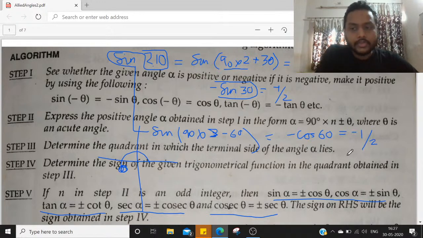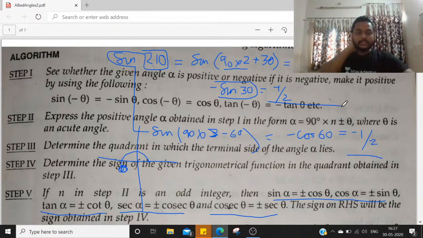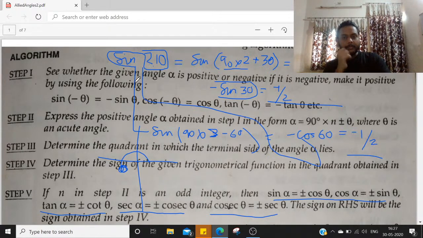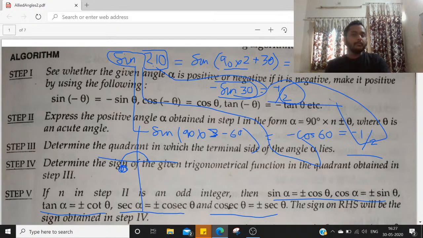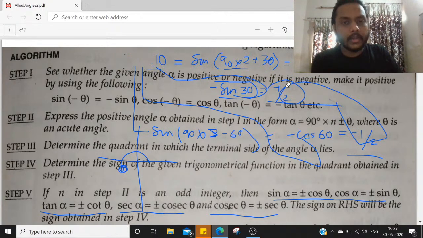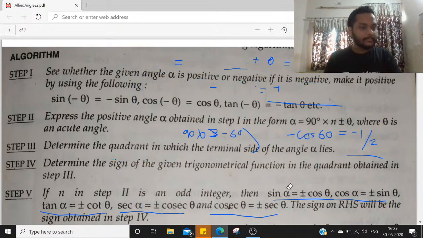Are we clear with this? So if you see this is your minus 1 by 2 and this is your minus 1 by 2, which means that aap isko chahe cos ke terms mein convert karo aur aap isko chahe sine ke terms mein convert karo, the answer that you are getting, that is minus 1 by 2, is similar in both the cases. Are we clear with this or not, guys? Everyone, please tell me quickly, guys.